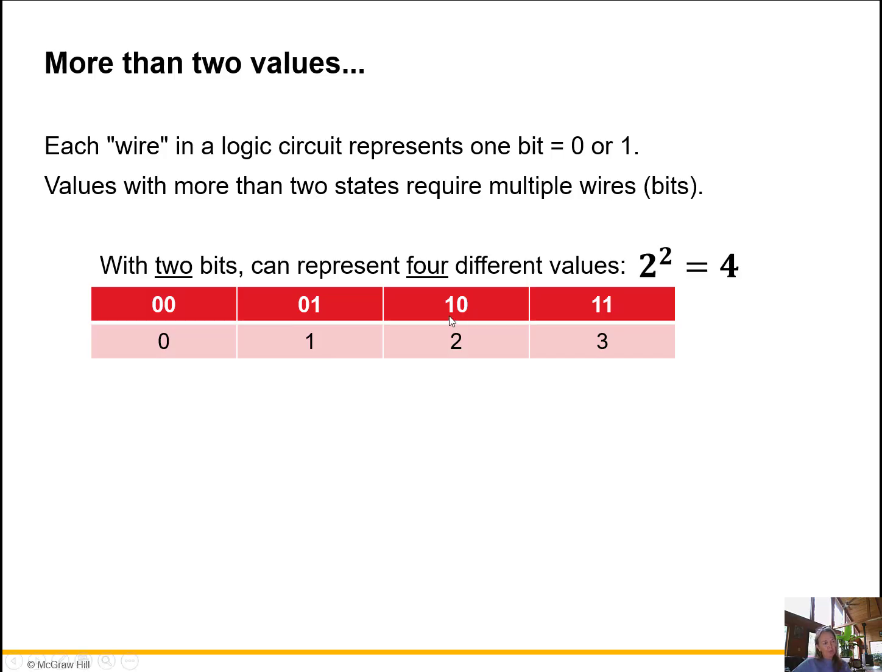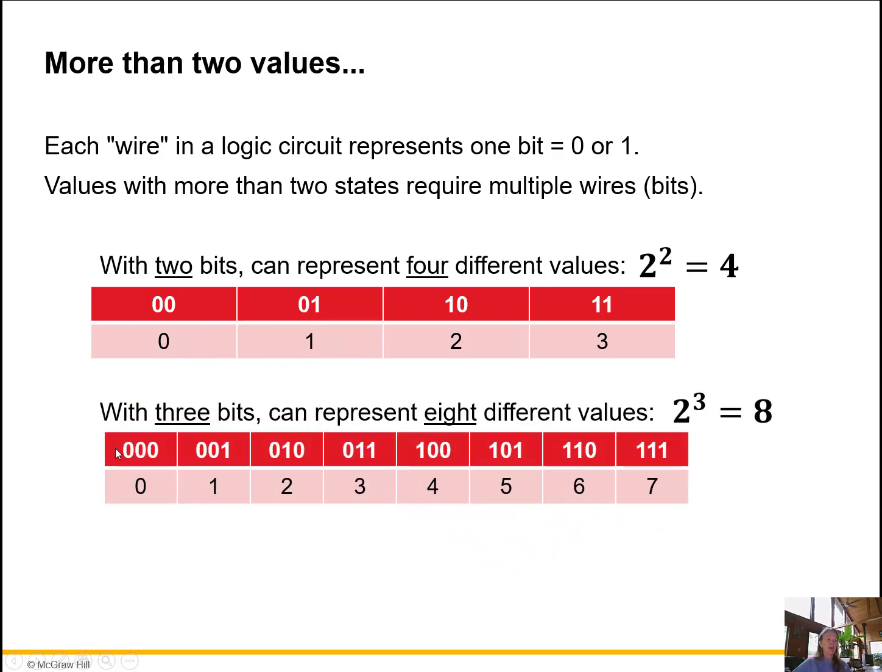If we have a voltage on the first bit and none on the second bit, we're going to call that a 2. If we have voltage on both, we're going to call that a 3. What happens if I have 3 wires? Well, with 3 wires, I can represent 8 different values. So here I have them uniquely listed out and how I'm going to represent what is happening on each of those different wires.